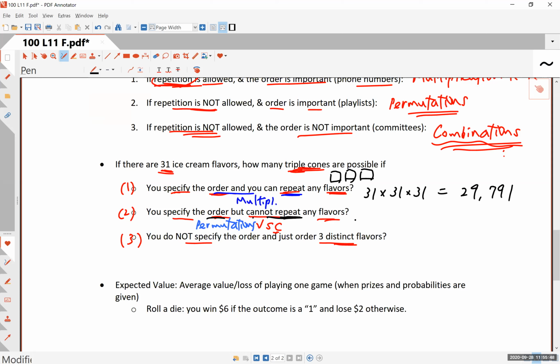And the answer, remember you have 3 boxes to fill, 31. And once you choose the one for the first one, then you only have 30 to choose from for the second flavor. And that will leave you with 29 choices for the third. If you multiply these numbers, you get 26,970, slightly fewer than when the repetition was allowed.